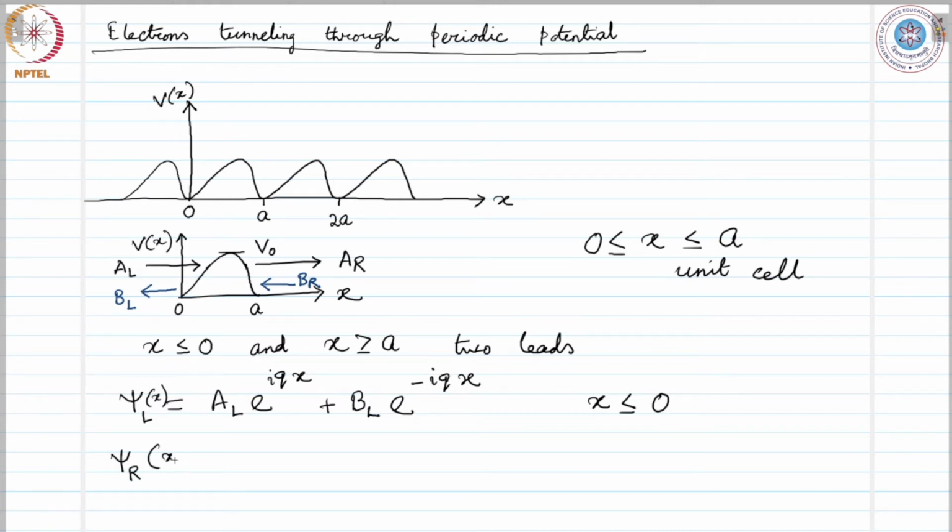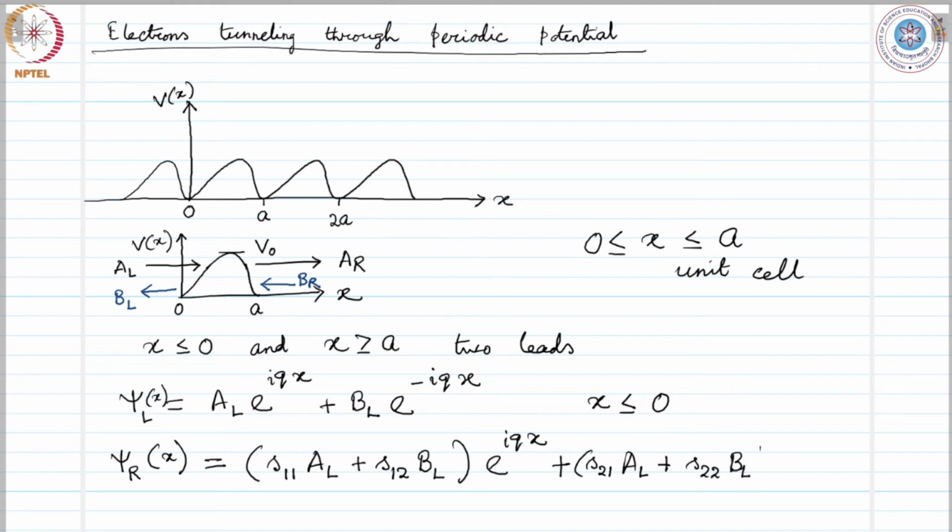Psi_R(x) in terms of transfer matrix elements can be written as (S11 A_L + S12 B_L) e^{iqx} + (S21 A_L + S22 B_L) e^{-iqx}, where we have this q, which is a function of the energy of the electron, given as the square root of 2mE over h-bar squared. This is the propagation wave number in the leads.